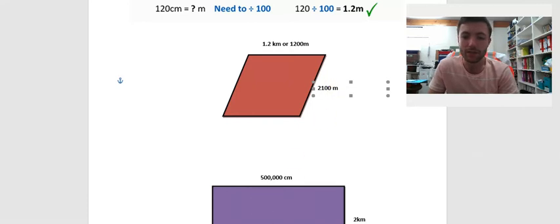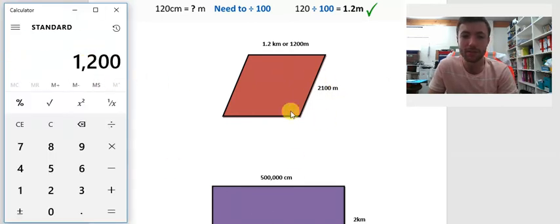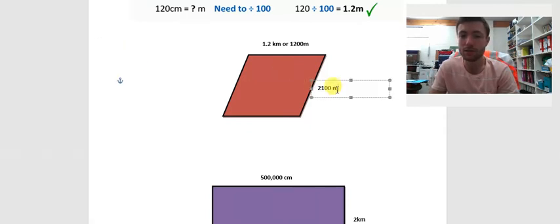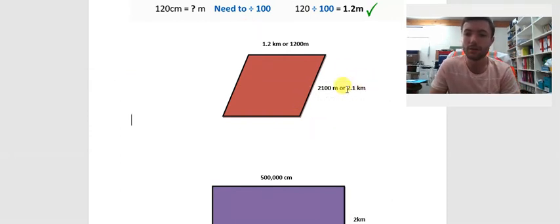Let's say if we wanted to convert this one into kilometers, we can do the same thing. We have 2,100. Because we're going from meters to kilometers, we're going to divide instead of times. So dividing by 1,000 gives us 2.1, or 2.1 kilometers. So we could use either of those units to find our perimeter.